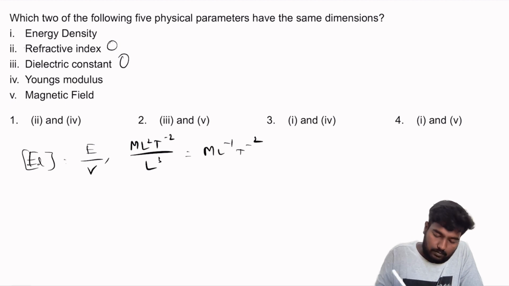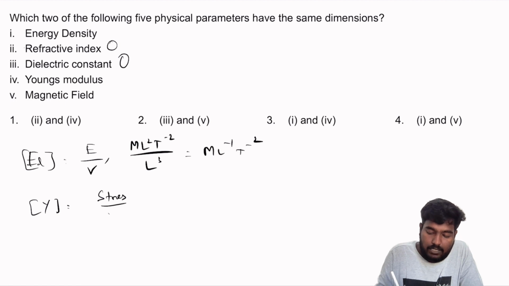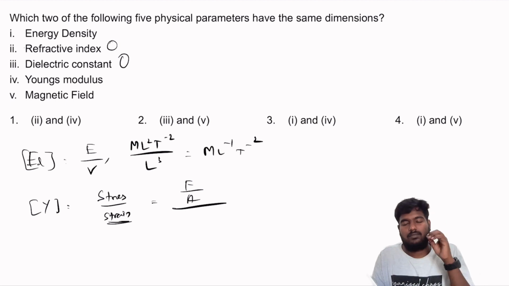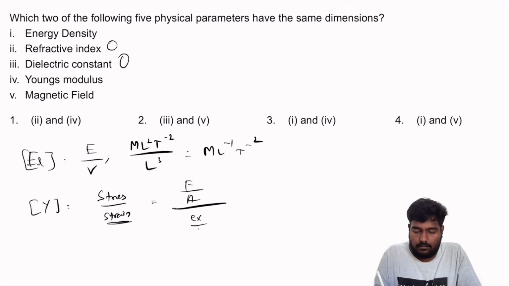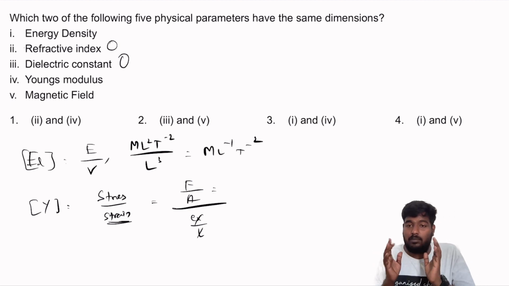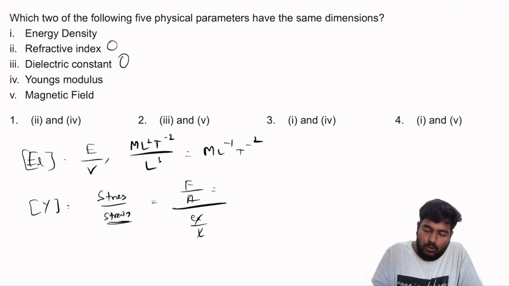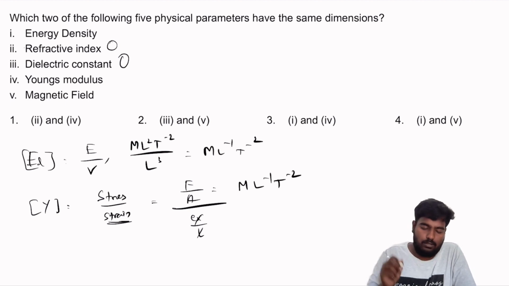Young's modulus. Young's modulus is stress by strain. Strain is a dimensionless quantity. How? Because stress is force by area, and strain is extension by original length. Both have the same dimension, so it's a dimensionless quantity. So Young's modulus has the same dimension as pressure or stress, force by area. So M L inverse T power minus 2.